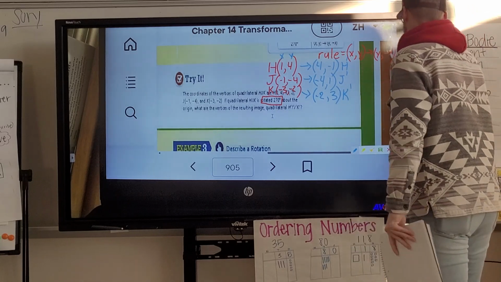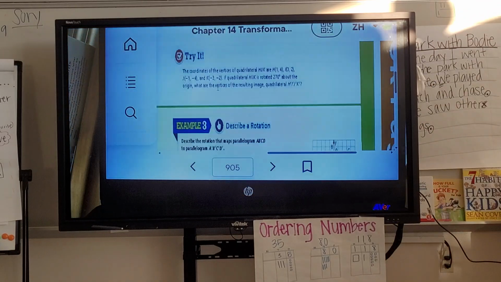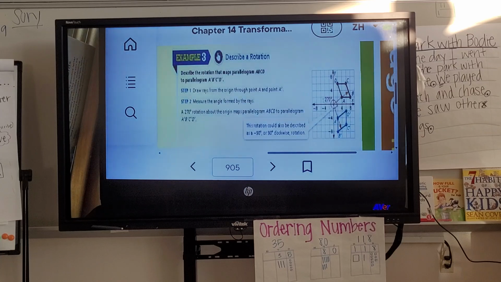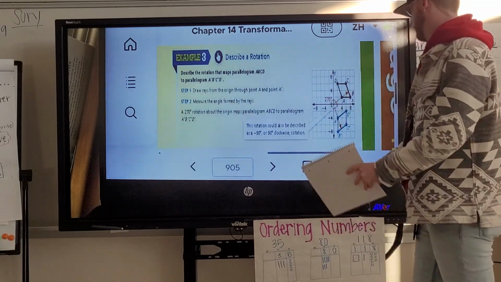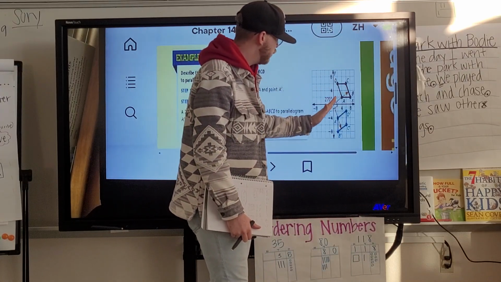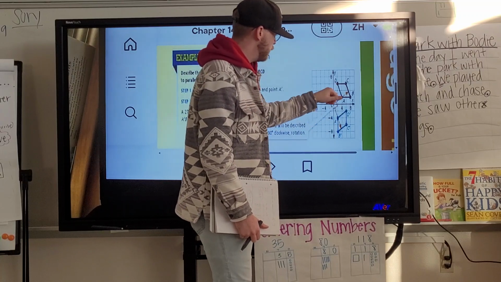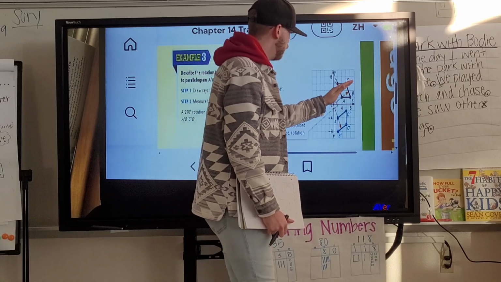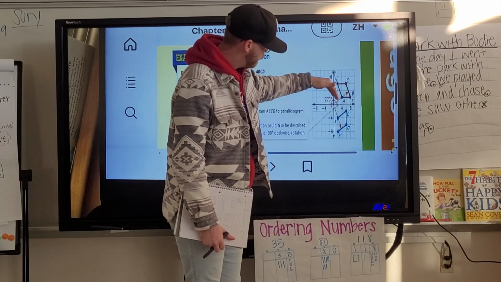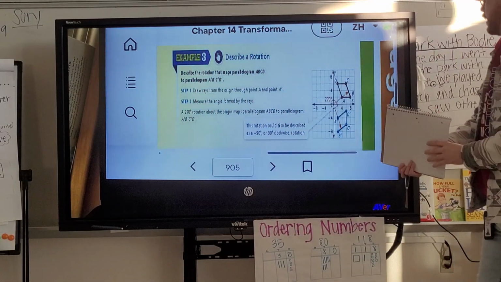Using the rule, let's scroll down to our last one. Here they describe the rotation. Also, you can use the coordinates to figure out what kind of rotation you have, or again, you can draw the rays. So here, they drew a ray from the origin to A. You could even do it to D, or to C. They chose A here. So they drew a ray from the origin to A, and another to A in our new shape. If you were to measure this angle, it would be 270 degrees, as they have posted here.